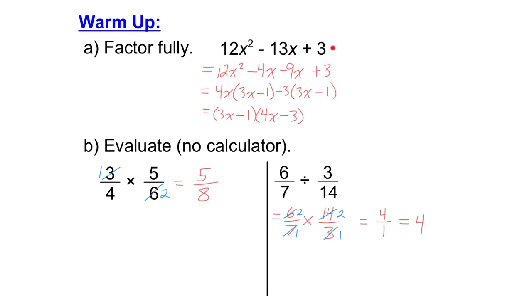This is a complex trinomial. There is no common factor. We have to decompose the middle term. Two numbers that multiply to 12 times 3, which is 36, and add to negative 13. If you work it out, the numbers are negative 4 and negative 9. Factor by grouping. Now the common factor is 3x minus 1, and you're left with 4x minus 3. This is the factored form.